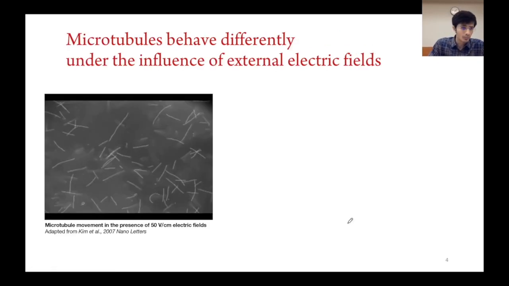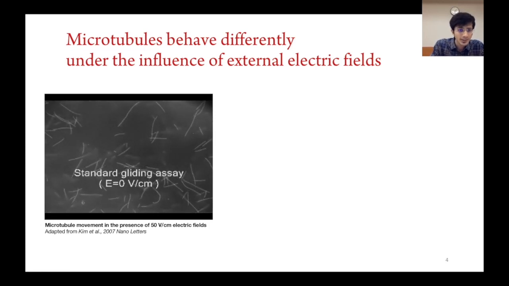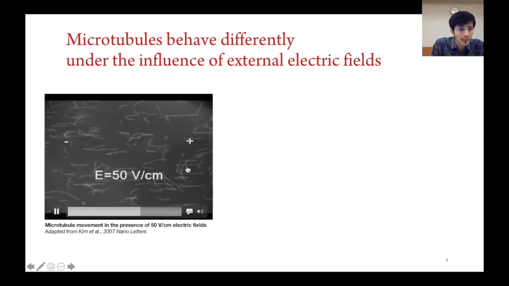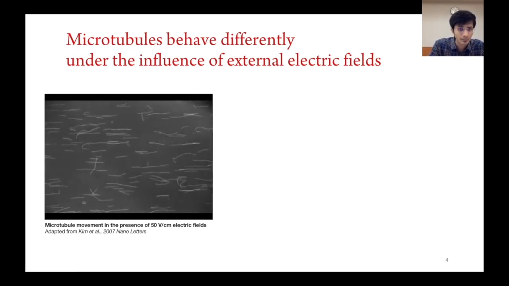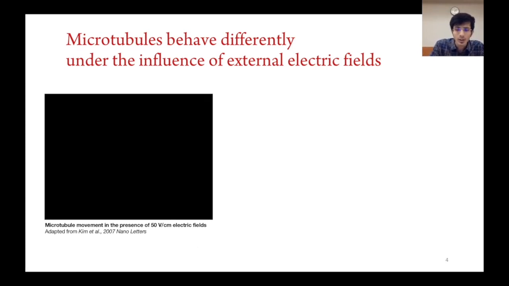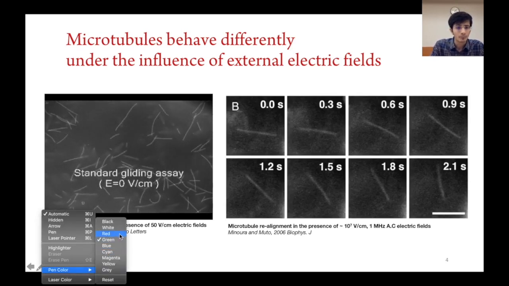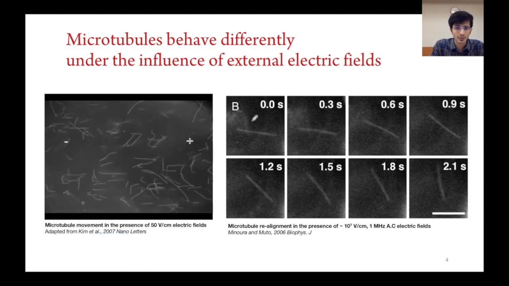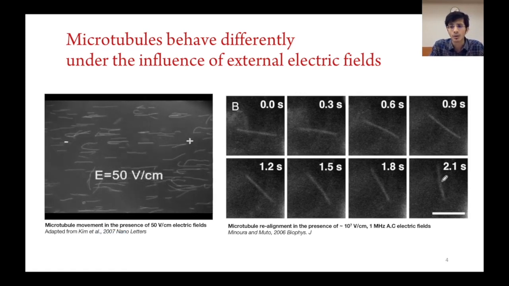Now, because of the extremely high negative charge, if you have microtubules roaming around randomly on a bed of kinesins in solution, governed basically by thermal movement, and you apply an electric field like so, the microtubules all reorient and move towards the positive electrode because they're negatively charged. In the presence of an AC electric field, you'd get microtubules aligning to the external electric field lines of force. Here you can see microtubules that are initially perpendicular to the electric field lines of force now reorient.